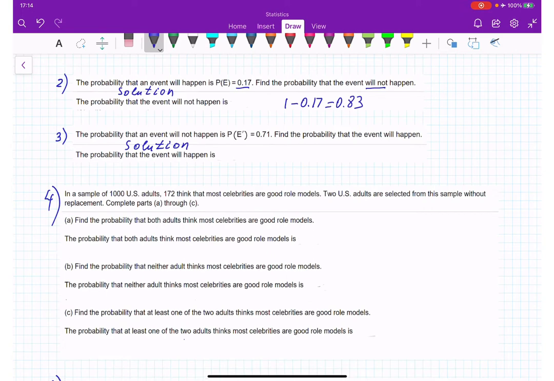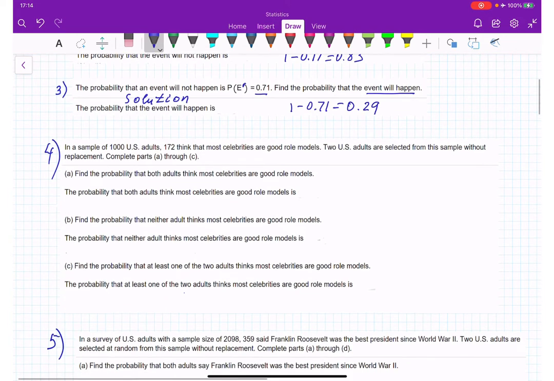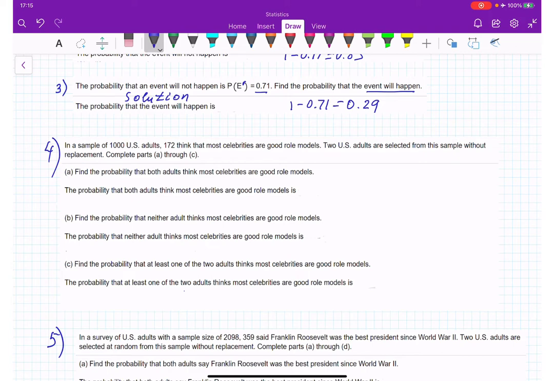Question number three. The probability that an event will not happen, this prime here, meaning that will not happen, is 0.71. We need to find the opposite, probability that event will happen, which means 1 minus 0.71 is equal to 0.29. Okay, let's move to more interesting questions here.